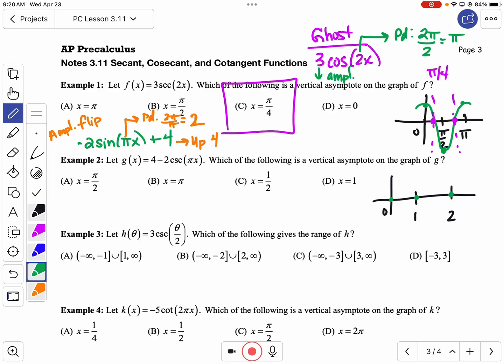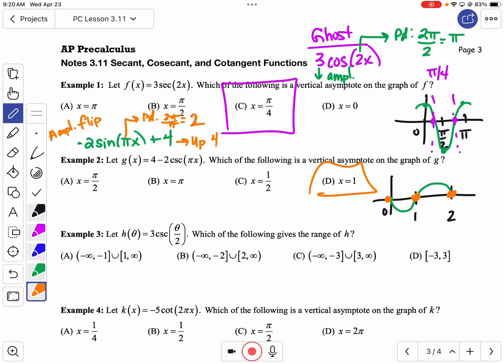Okay, we would scoot it up 4, but does that change? No, not really. It doesn't really change anything. And we would go down and then up. Because if I'm looking for asymptotes, asymptotes are going to happen at the zeros of the function. Of all the numbers that are listed there, which one is a 0? 1.